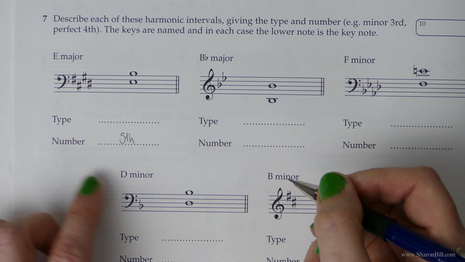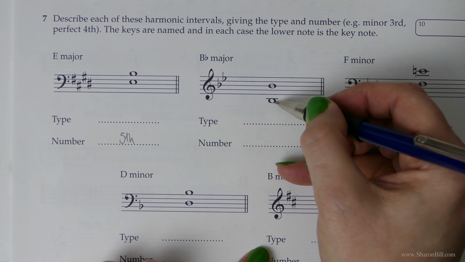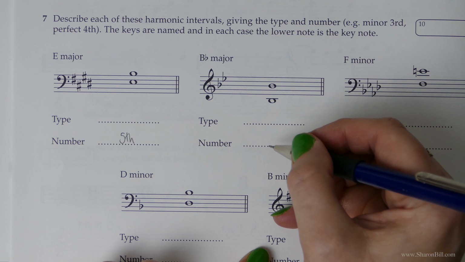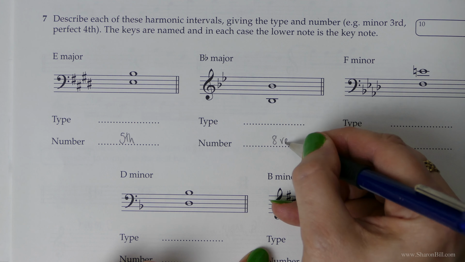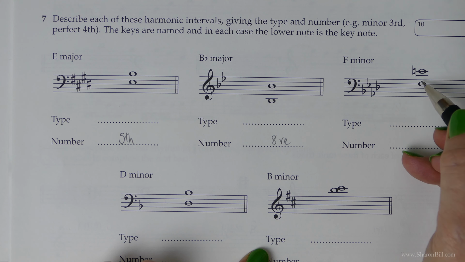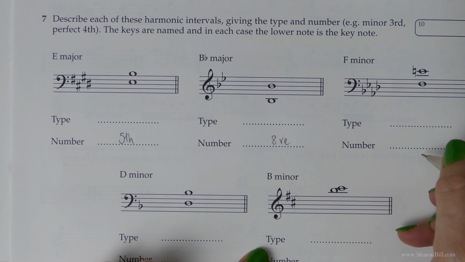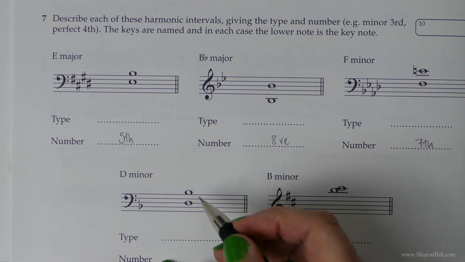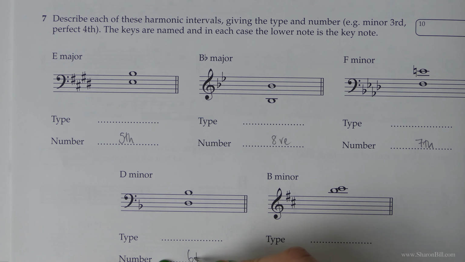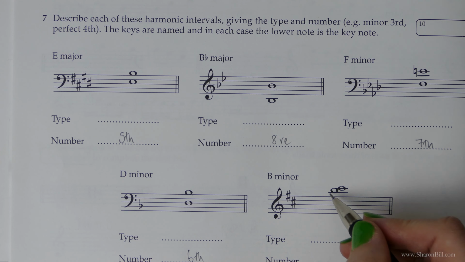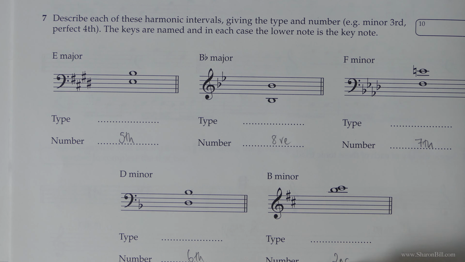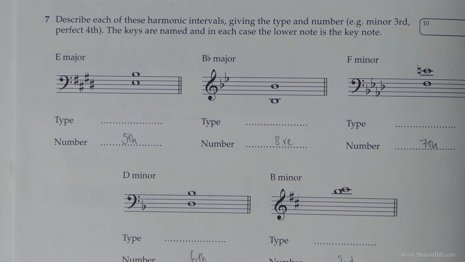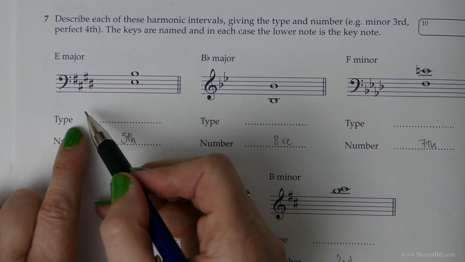So let's just do all the easy stuff first. We've got from B flat to B flat because of key signature, so that's an octave. Here we've got 1, 3, 5, 7, a seventh. 1, 3, 5, sixth. And then here 1, 2, a second. And now we've got to describe what type of interval.